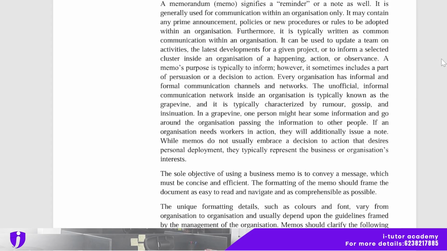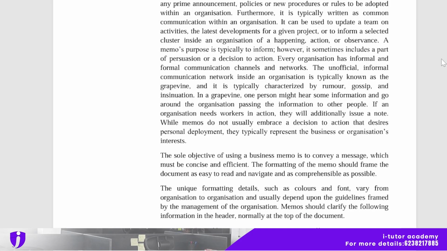Every organization has informal and formal communication channels and networks. The unofficial communication network inside an organization is typically known as the grapevine, and it is typically characterized by rumor, gossip, and insinuation. And in a grapevine, one person might hear some information and go around the organization passing the information to other people.